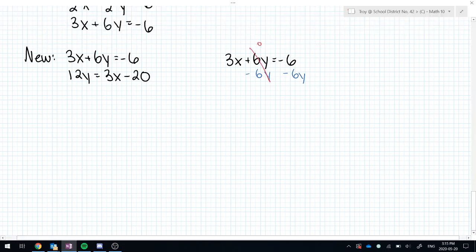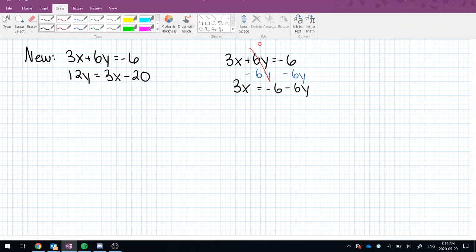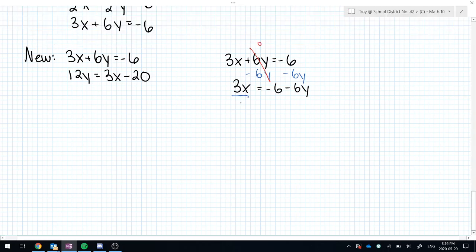That cancels, of course. So here I'll get 3x equals negative 6 minus 6y. And then that's a 3x, 3 times x. So that means I need to divide by 3 on both sides, and doing so just leaves me with x, because these cancel, equals negative 6 divided by 3 is negative 2, minus, again, negative 6 divided by 3 is 2, y. Okay, so that's my first isolated variable.